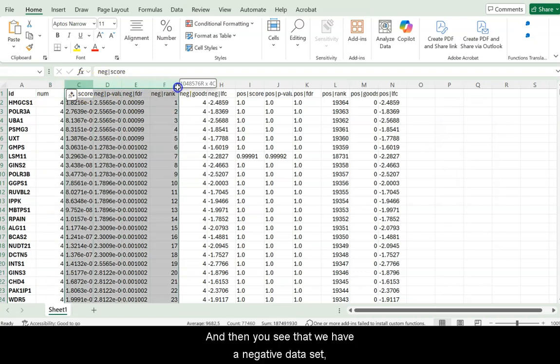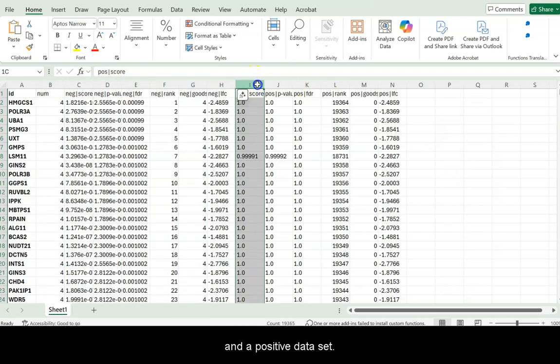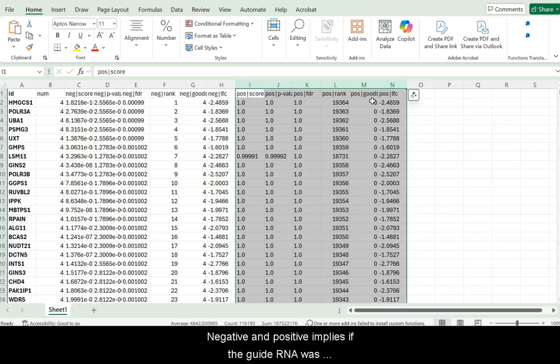Then you're going to see we have a negative data set and a positive data set. In this particular case, negative and positive implies if the guide RNA was enriched or depleted when you compare these samples. In this case, this is a traditional dropout screen. So the CRISPR library was introduced into the cells, and then we took an early and a late time point and just look at how the genetic heterogeneity is changing over time, showing us if any of these genes are important to the cells.